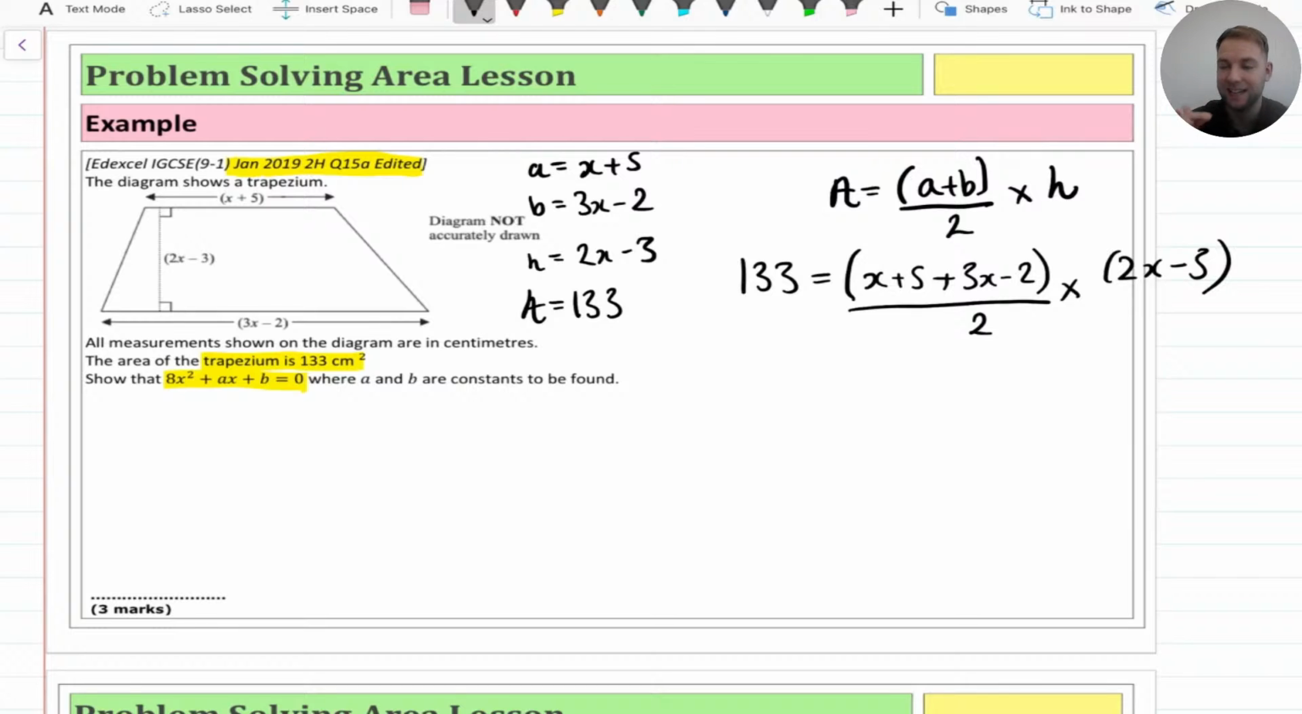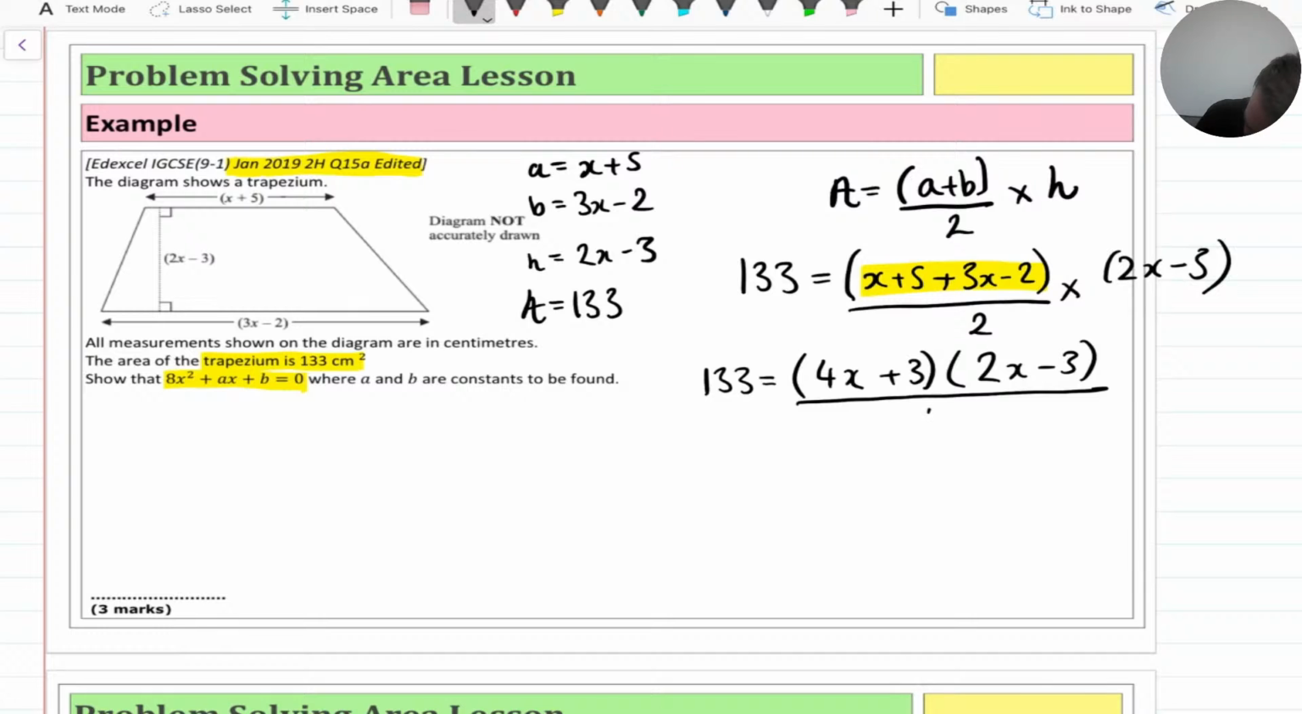The next stage that I need to do is simplify. The first part I'm going to simplify is in this bracket. There are quite a few steps to simplify this. If I simplify inside that bracket, I know it's going to be x plus 3x, which is 4x. So let's start writing this down. 133 is equal to 4x, 5 minus 2 is plus 3, times the 2x minus 3, but I'm still dividing this by 2. Now notice I'm doing all divided by 2 now, just to make it simpler.